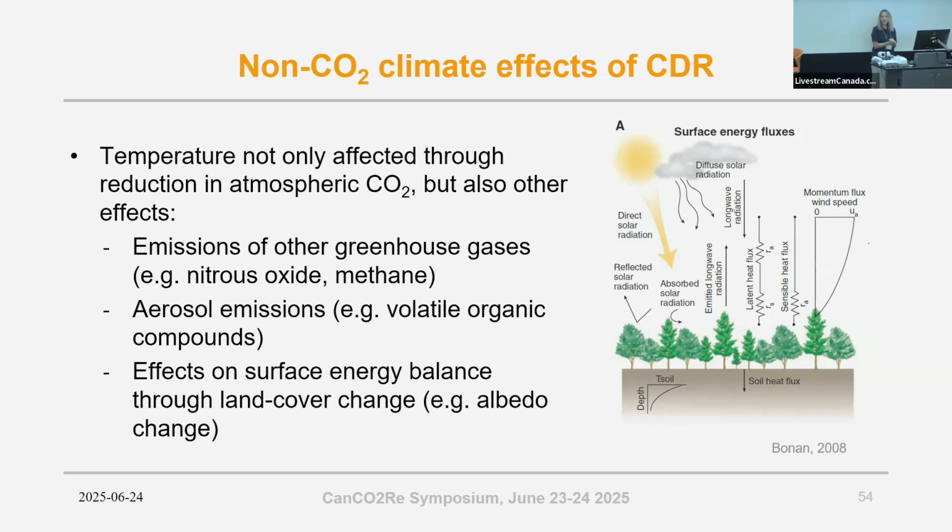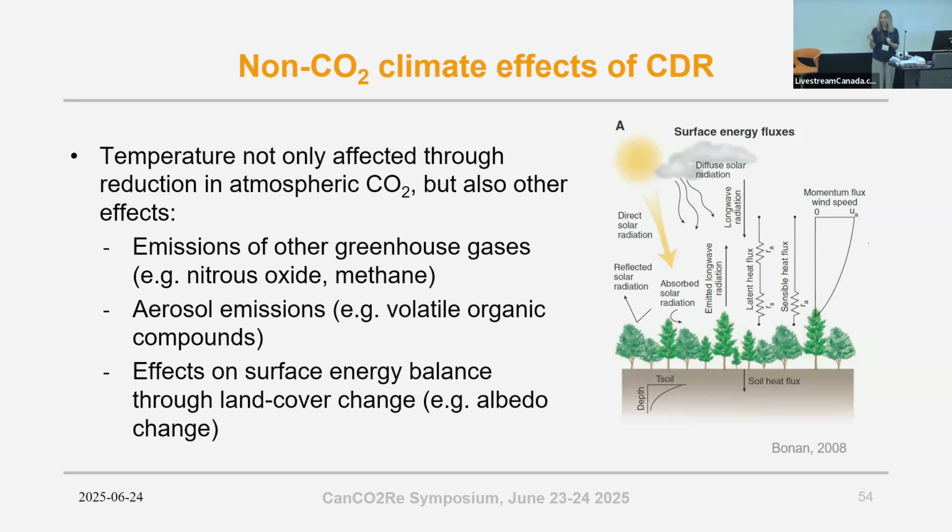CDR methods also emit aerosols. Aerosols are particulates, they're not gases. For example, when we plant trees, they may emit volatile organic compounds or VOCs, which then interact with clouds and so on and have an effect on climate. And then there are approaches that modify the surface of the earth. Again, this could be planting trees, but it could also be BECCS if bioenergy replaces some other type of land use, or even very large scale DACs if the footprint is very large. That influences the fluxes of energy at the Earth's surface.